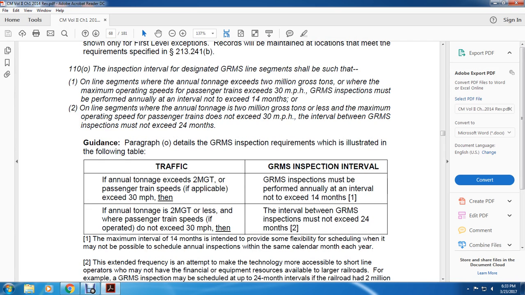Paragraph O details the gauge resistant measurement inspection requirements illustrated in the following table. Where annual tonnage exceeds 2 million gross tons, or passenger train speeds, if applicable, exceed 30 miles an hour, the gauge resistant measurement system inspection must be performed annually at an interval not exceeding 14 months. Where annual tonnage is less than 2 million gross tons and passenger trains do not exceed 30 miles an hour, the interval between gauge resistant measurement system inspections must not exceed 24 months.